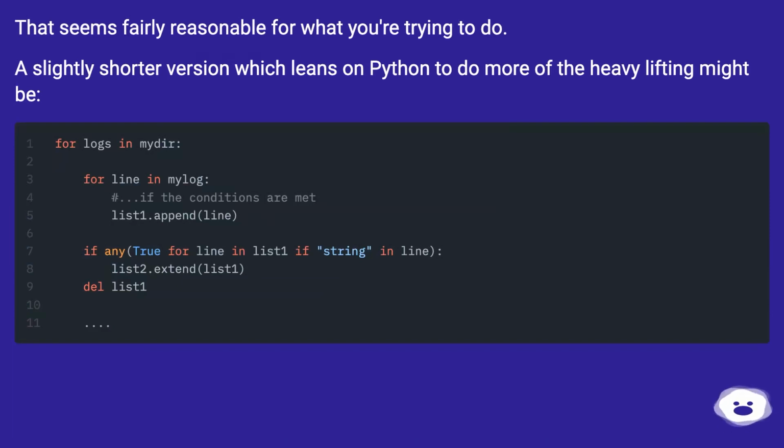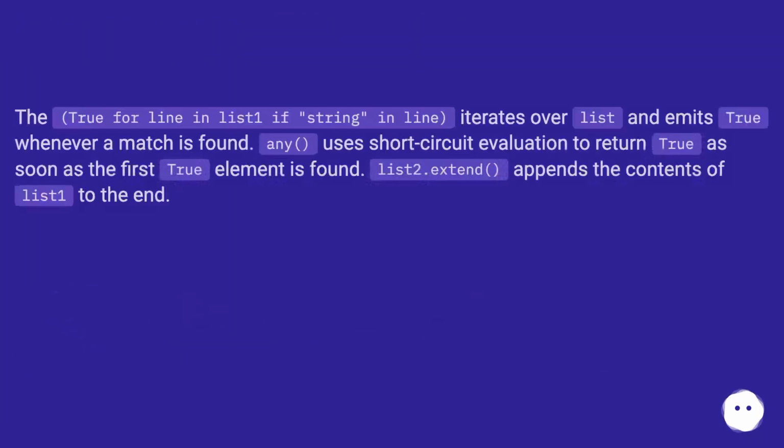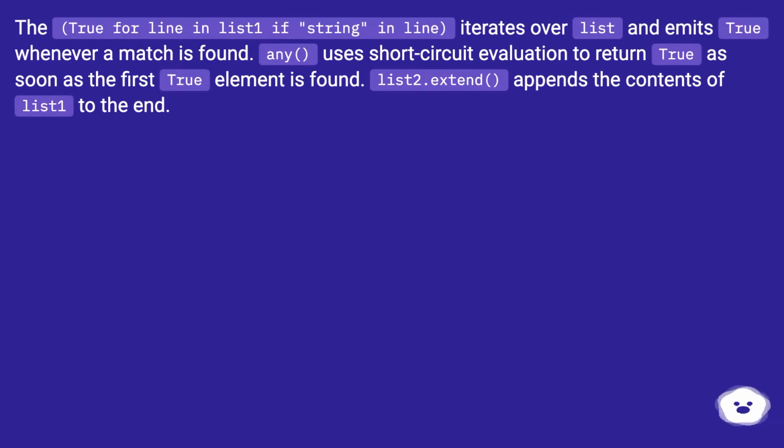A slightly shorter version which leans on Python to do more of the heavy lifting might be this. The true for line in list1 if string in line iterates over the list and emits true whenever a match is found. Any uses short circuit evaluation to return true as soon as the first true element is found. list2.extend appends the contents of list1 to the end.